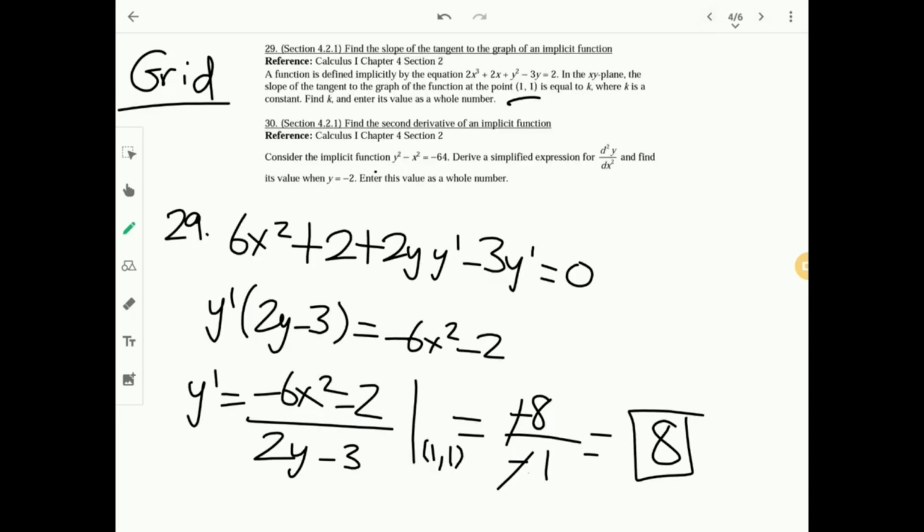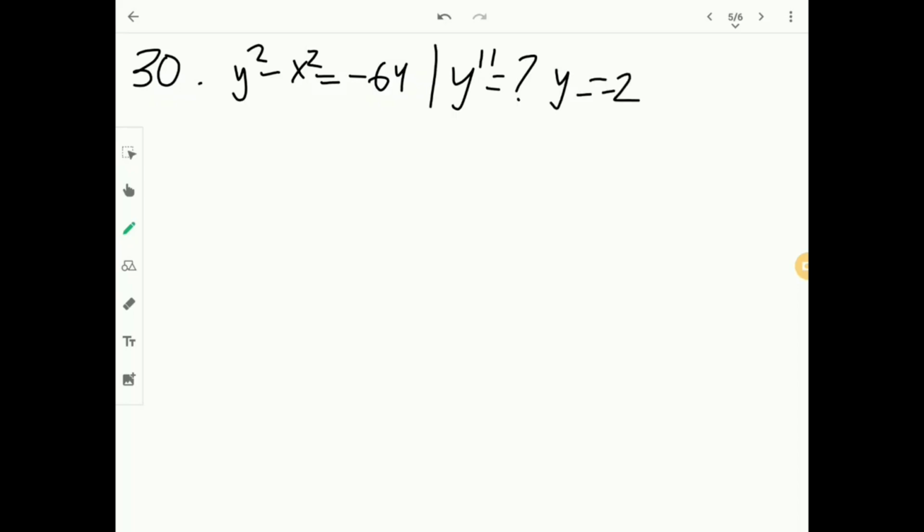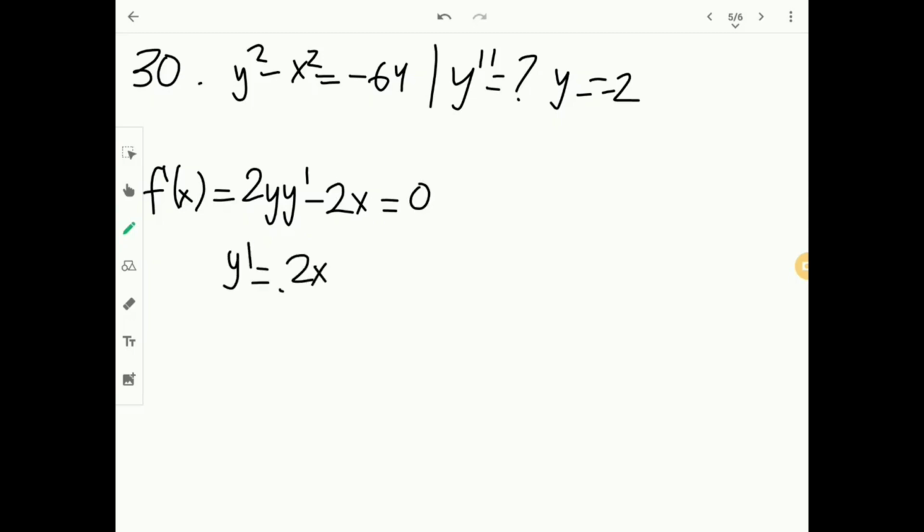For 30, we are given that y squared minus x squared is minus 64. We need y double prime at y equals minus 2. So first we need to find y prime. It's 2y y prime minus 2x is equal to 0, right? So y prime is equal to 2x over 2y.